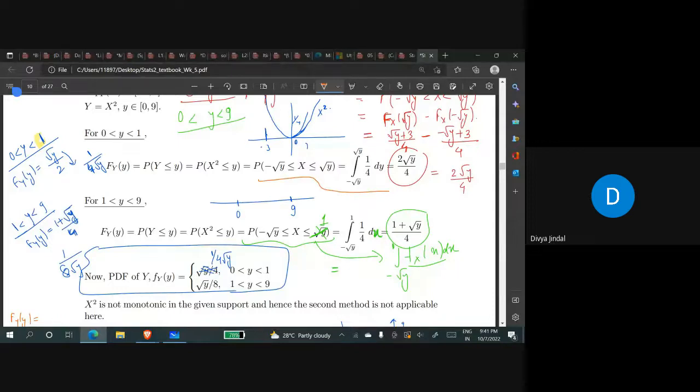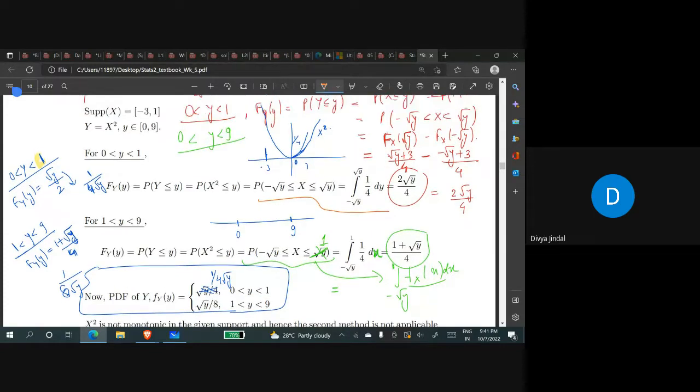When it was 0 to 1, we found F_Y(y) to be 2 root y by 4. And then to find the PDF, we differentiated it. I was just thinking we first found the integral, then whatever we got, we differentiated. Why didn't it come out the same? That's why I got confused.